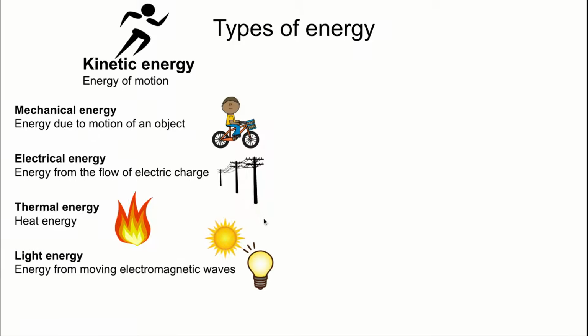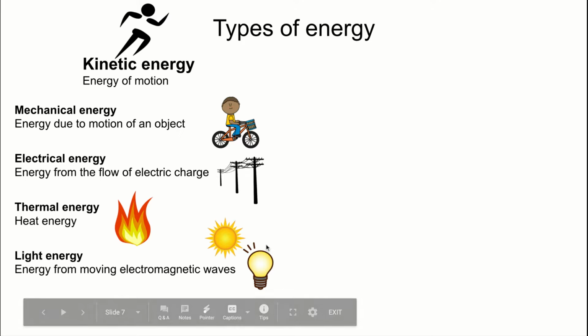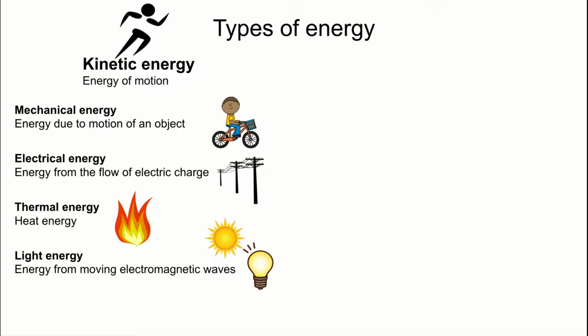Light energy is another energy of motion. Light radiates away from the light bulb that it comes from, the sun. So think about the sun. The sun has both light energy moving away from it and also thermal energy, or heat energy, moving away from it. And finally, sound energy is the last type of kinetic energy we're going to think about.